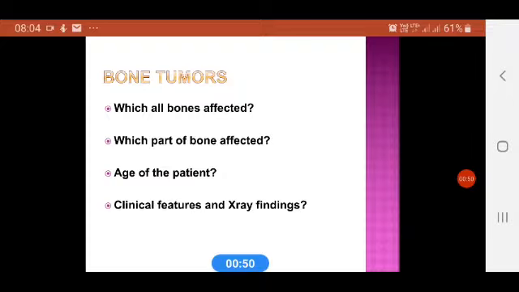Now, the first questions we often ask when we receive a bone tumor are which bones are affected, which part of the bone is affected, what is the age of the patient, and what are the clinical features and X-ray findings.